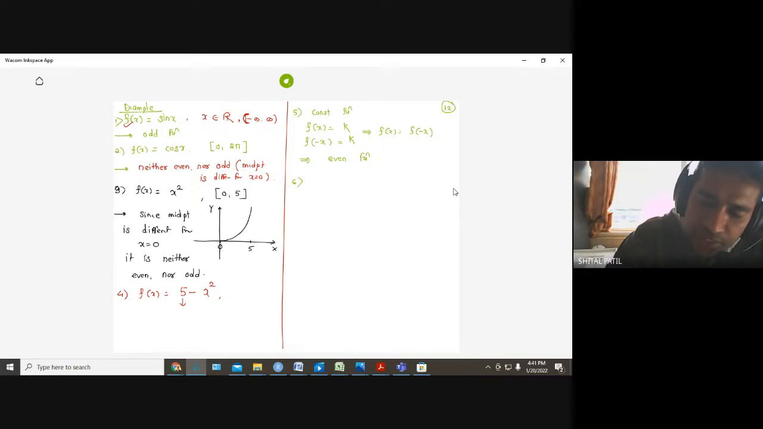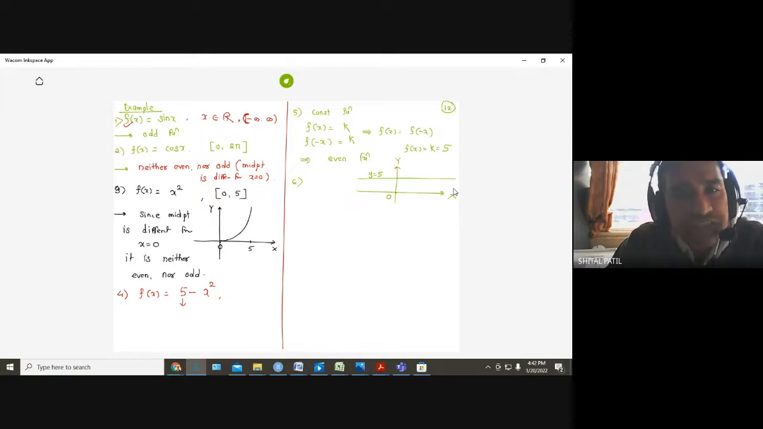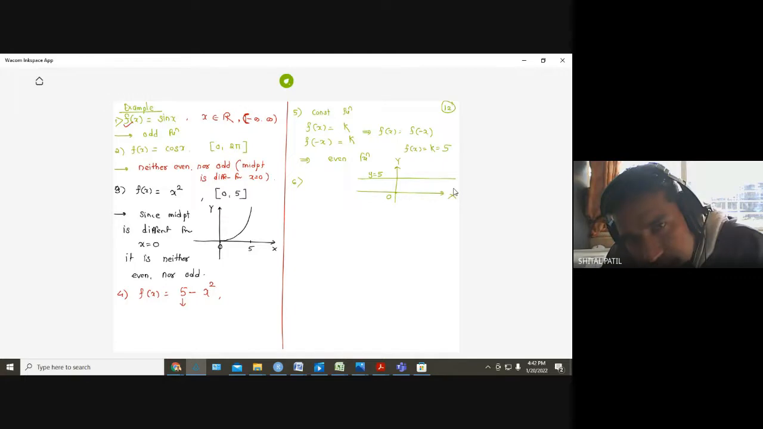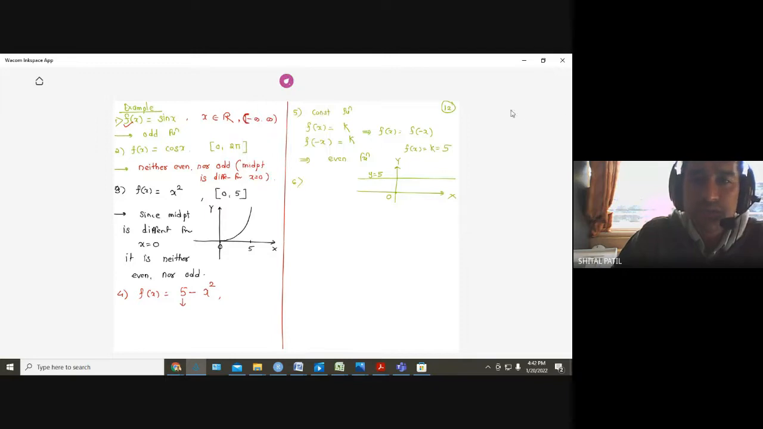If it is not clear, say f of x equal to k equal to some number. Let me take 5. What is the graph of y equal to 5? It is a straight line parallel to the x-axis. So is it symmetric about the y-axis? Yes. Therefore, it is an even function. Understand it geometrically as well as algebraically, so that we'll remember it.